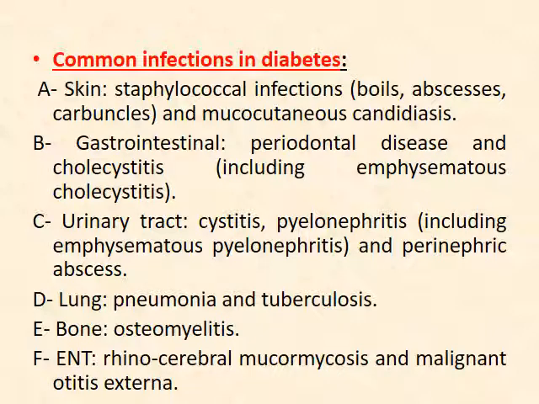Common infections in diabetes: skin, staphylococcal infection, boils, abscess, mucocutaneous candidiasis due to fungal infection. As regards the gastrointestinal tract, emphysematous cholecystitis in the gallbladder, periodontal disease and loss of the teeth. Urinary tract infection, emphysematous pyelonephritis, and perinephric abscess are also common.